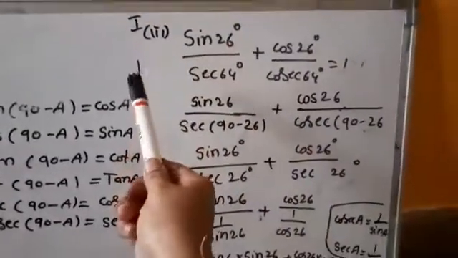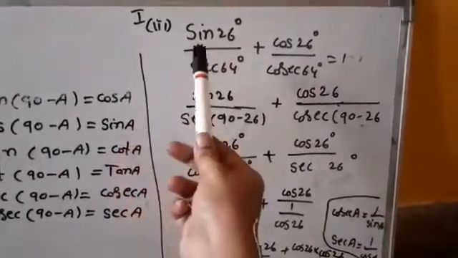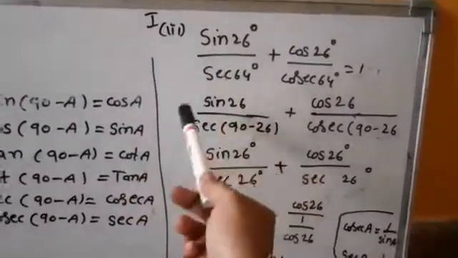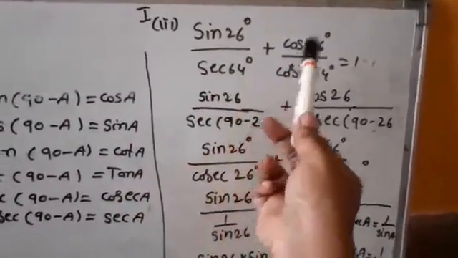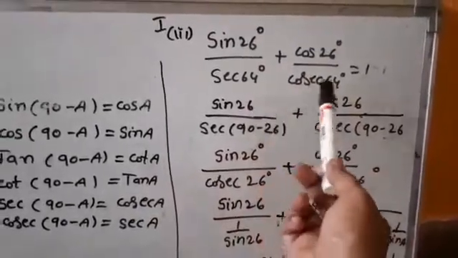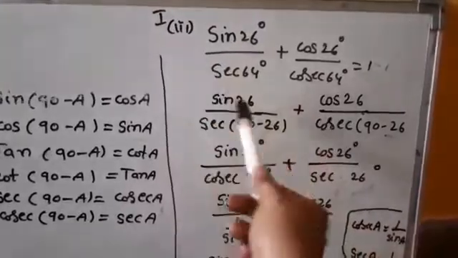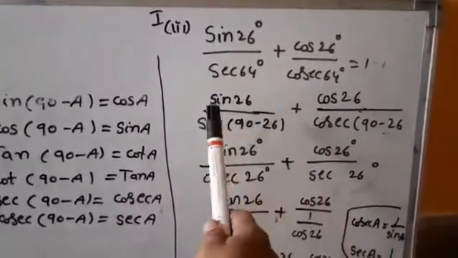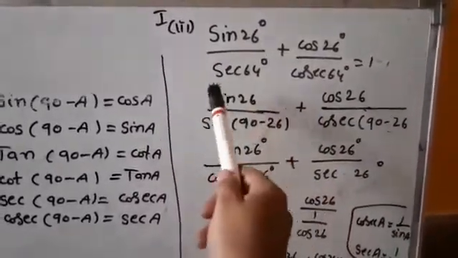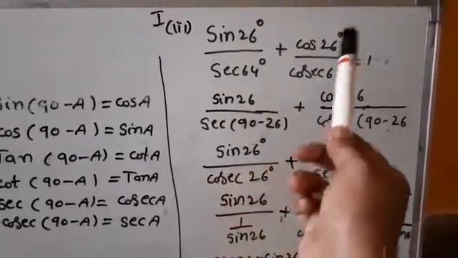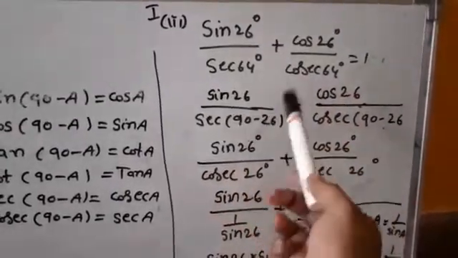Next, second main, first main, second one. Prove that sin 26 degrees by secant 64 degrees plus cos 26 degrees by cosecant 64 degrees equals 1. Here, first we have to take the LHS part: sin 26 degrees by secant 64 degrees plus cos 26 degrees by cosecant 64 degrees.